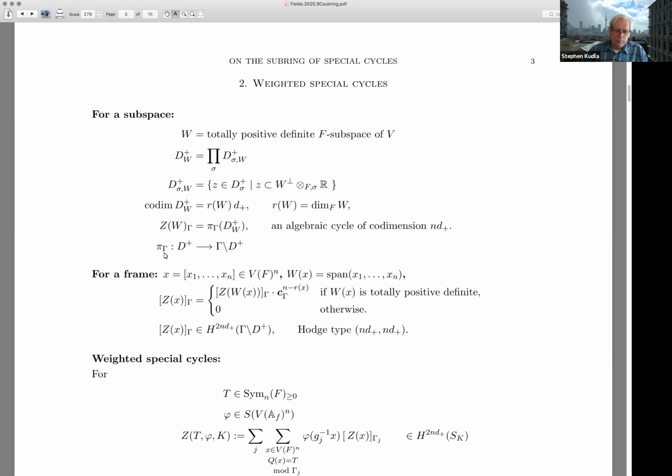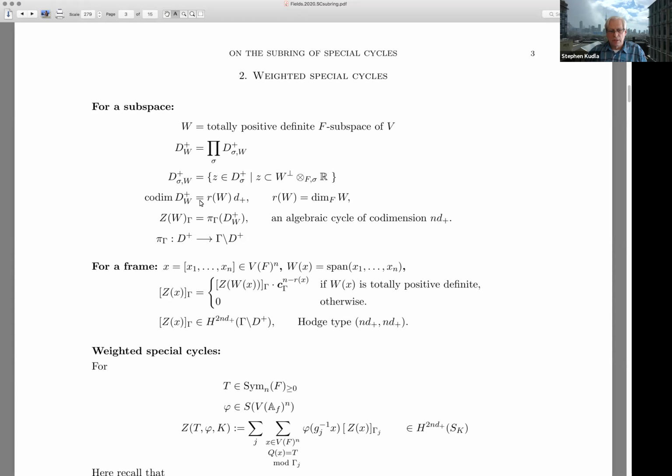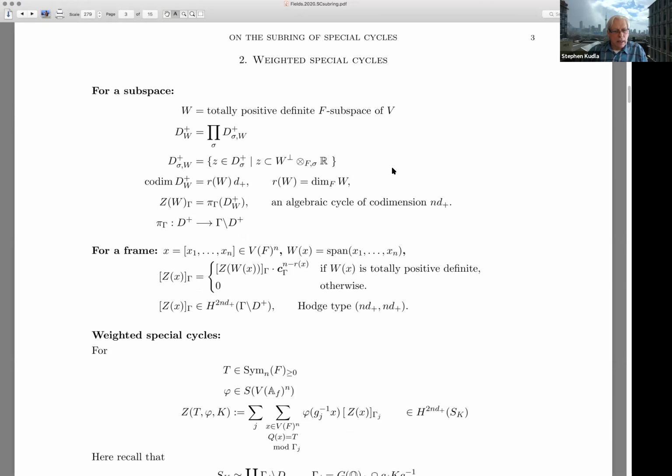Anyway, if we let pi gamma, so I have some discrete group gamma acting on D plus, I make pi gamma be this quotient, I can define a cycle attached to this totally positive subspace as just the image of this D W plus, which is the product of these things, in that quotient. Okay. So Z W sub gamma is by definition the image of this D W. Okay, so it's a cycle of codimension n D plus, where n, I should have said here, n is the rank of W. Sorry about n. N will later be n.